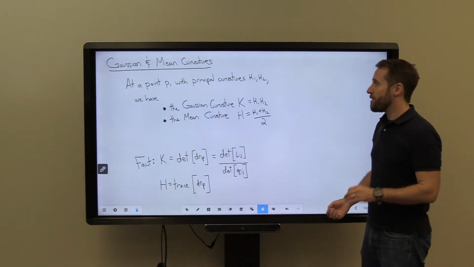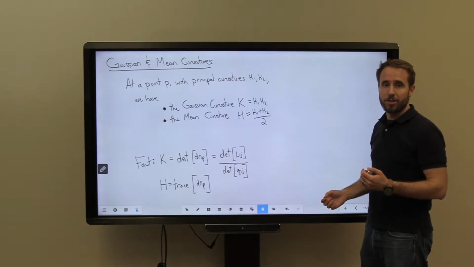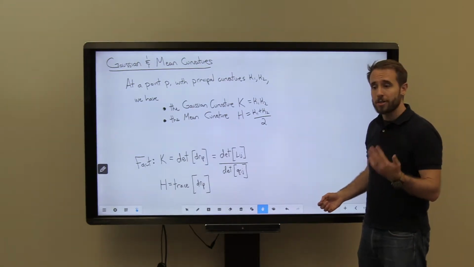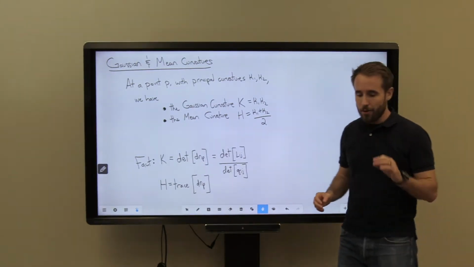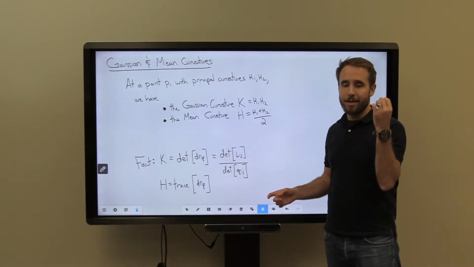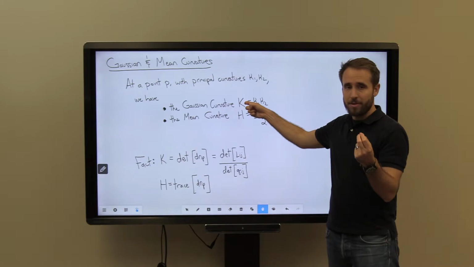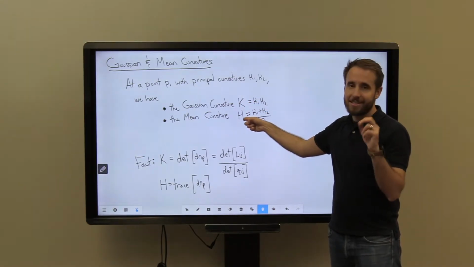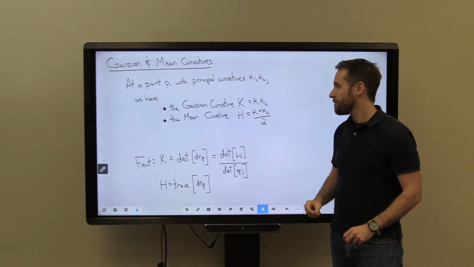So with these two introductions of these two curvature expressions, we now have two other ways to measure curvature at a point by computing a single value. In this case, single value capital K. In this case, single value capital H.